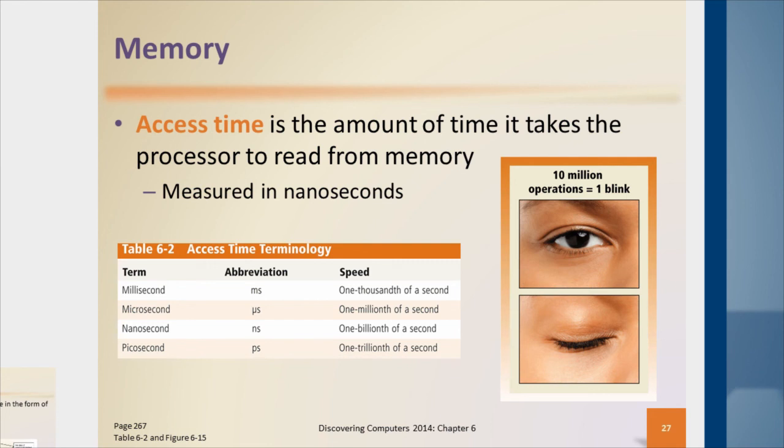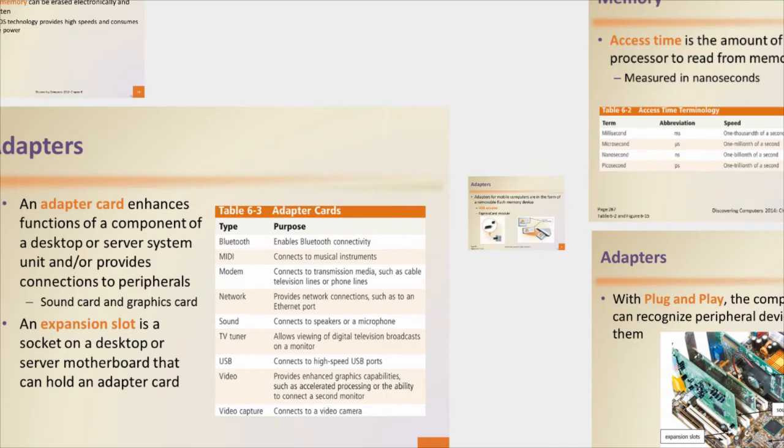How do we discuss the performance of memory? Well, we're talking about their access time. How fast is that memory? So access time is the amount of time it takes the processor to be able to read from memory. The faster that we can read from memory, the faster that memory is going to be. And as I mentioned earlier, memory is extremely fast relative to long-term storage such as a hard drive. It's just not as fast as a processor. In this case, you can see that in the blink of an eye, you can process a lot of instructions in the amount of time that it takes to blink just a single blink.